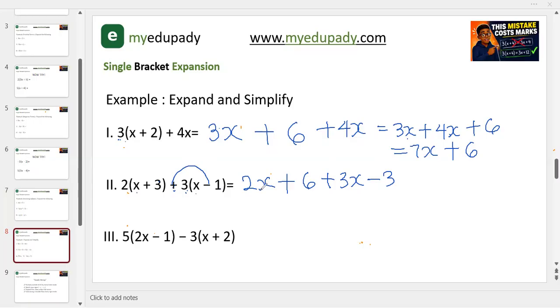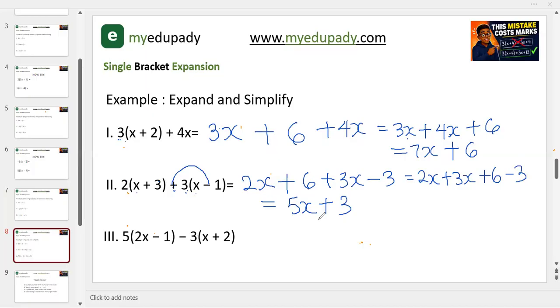So we have something like 2x plus 3x plus 6 minus 3. And at the end of the day, that gives us 2x plus 3x is 5x. Then plus 6 minus 3 gives us plus 3. You are having 6, you hold 3. By the time you pay the 3, you're going to be having 3. So that is why we have a plus 3.